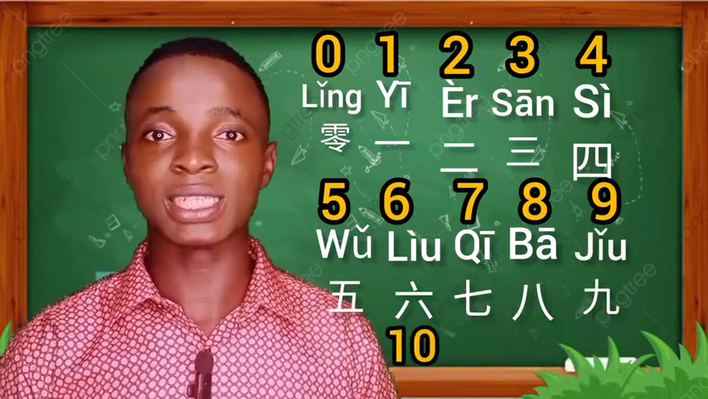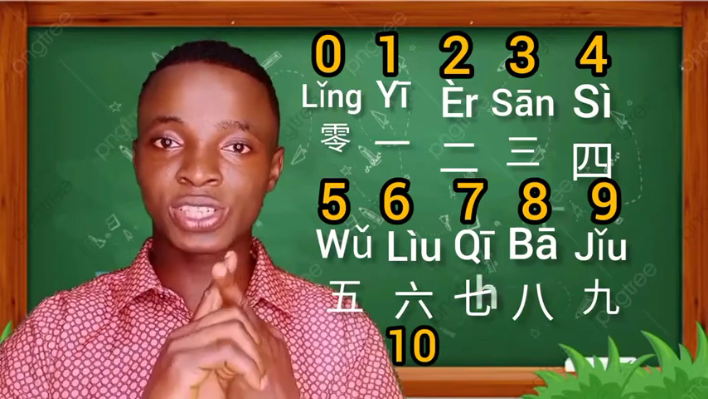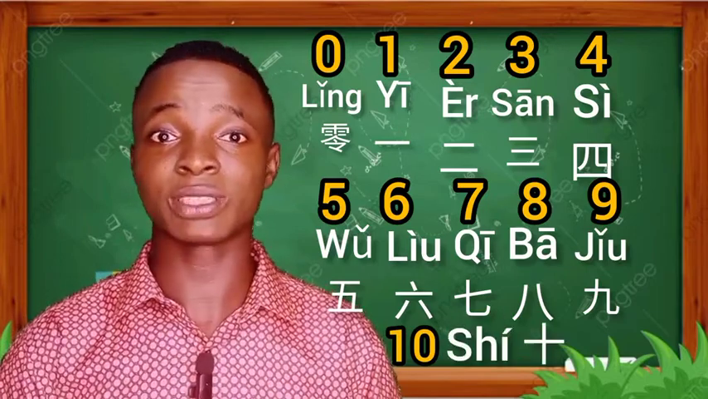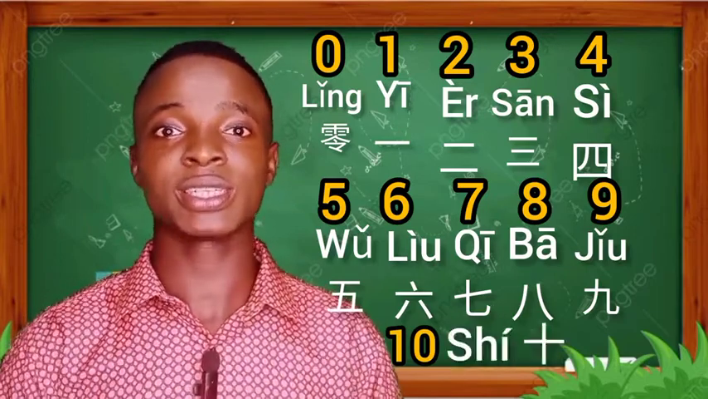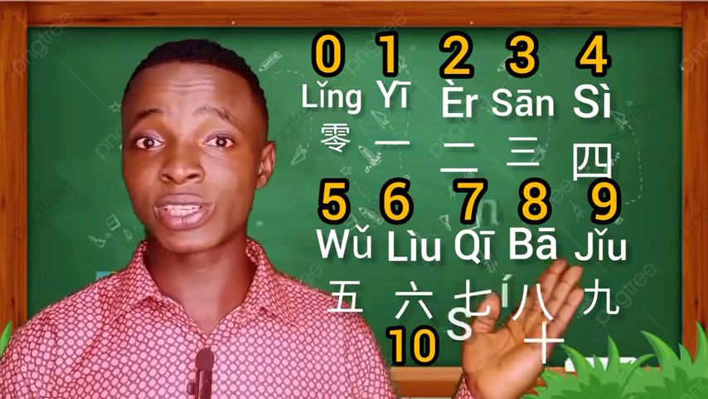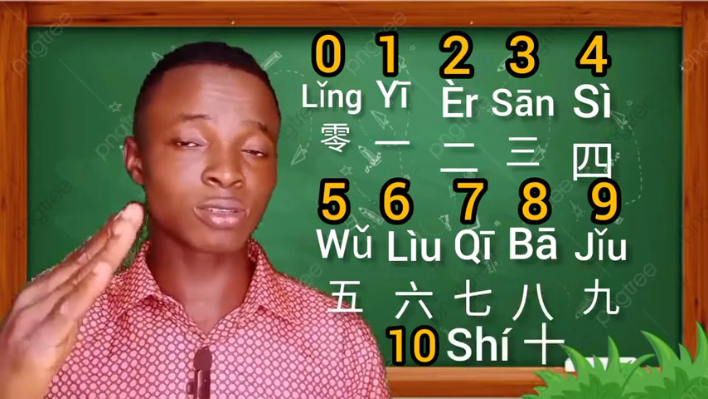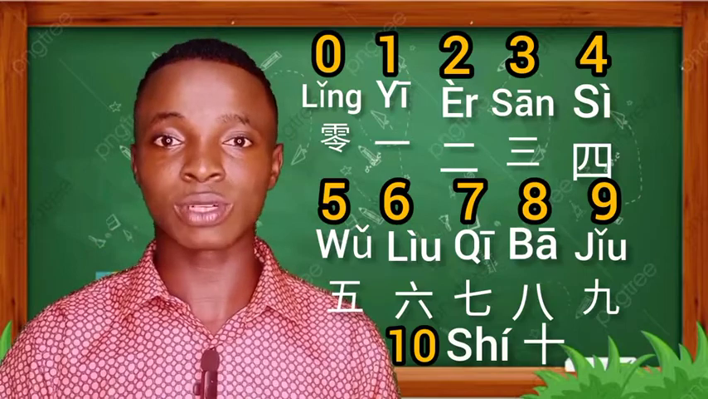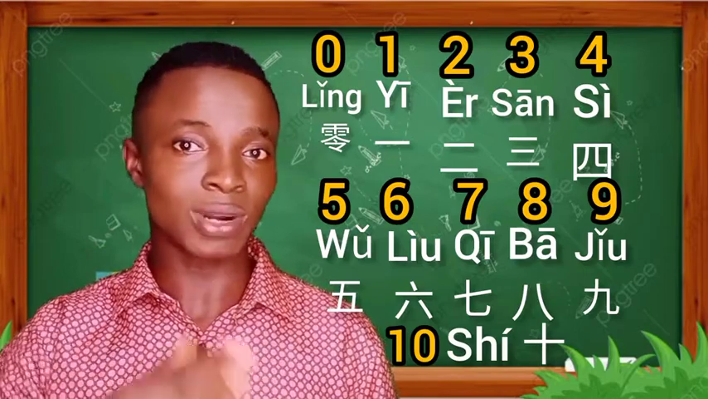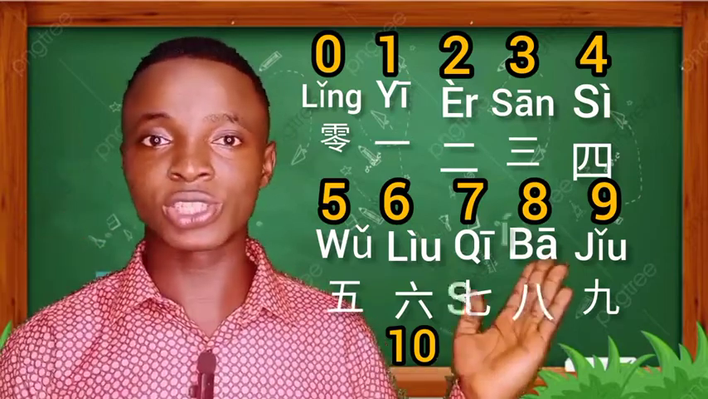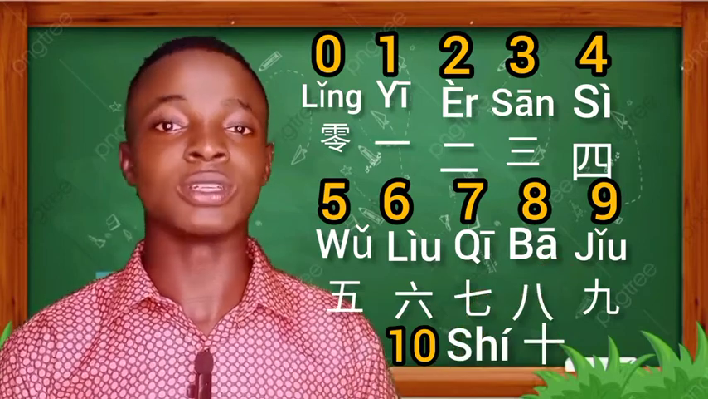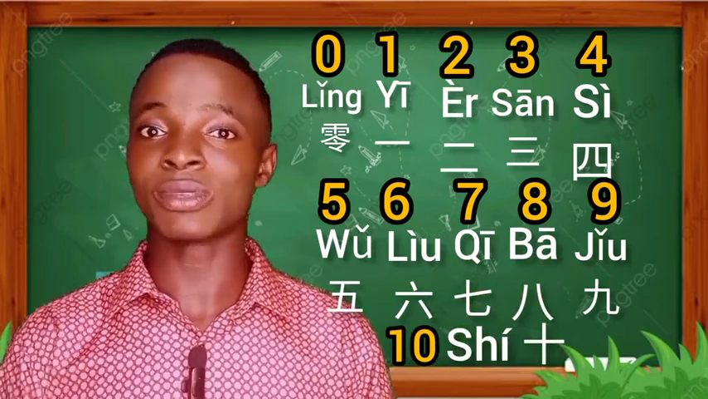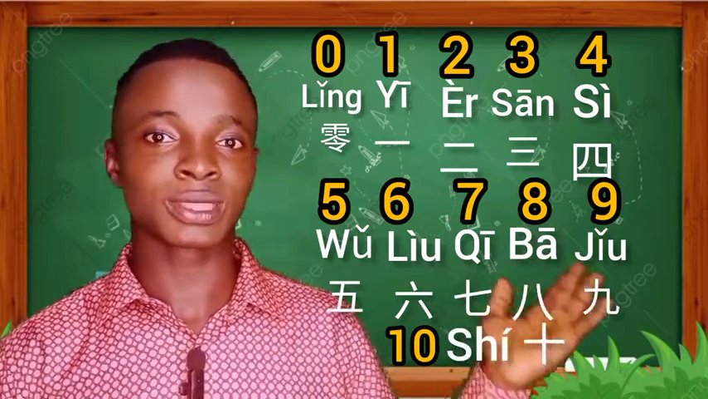10 in Chinese is pronounced as shi. Repeat after me. Shi. It has the rising tone of Chinese language, which is the second tone, rising tone. Shi. Beautiful. Now, let's read from 0 to 10.